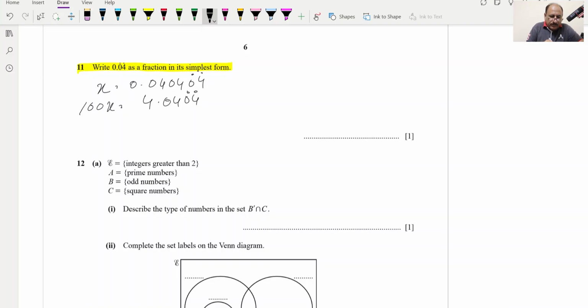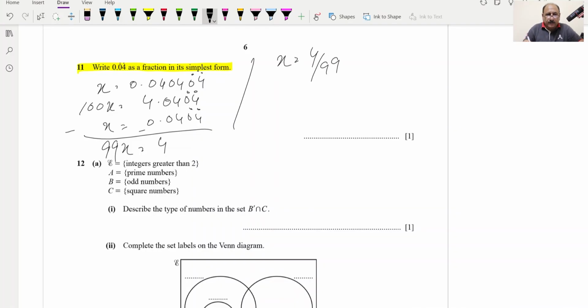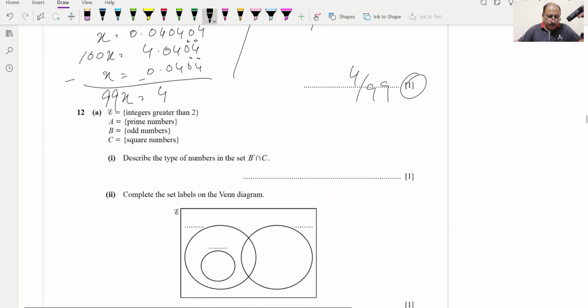And what else we can do? We can subtract this. So we will write here x is equal to 0.0404 recurring, and now we can subtract. This will be 99x is equal to 4. This implies x is equal to 4/99, and 4/99 will be our final answer. 1 mark question.